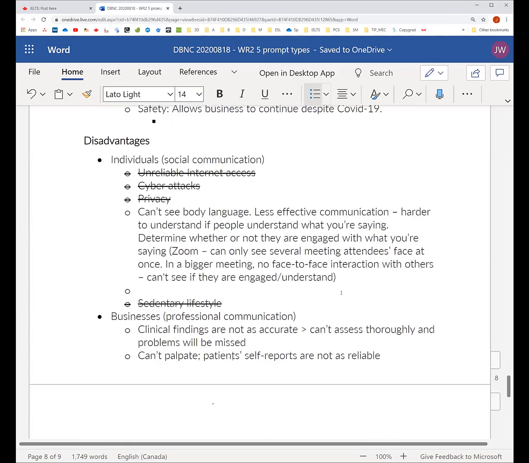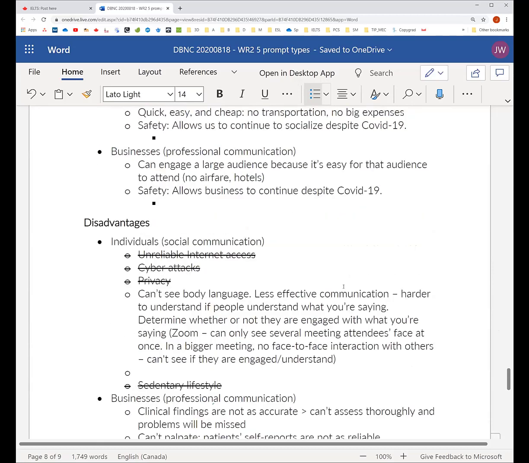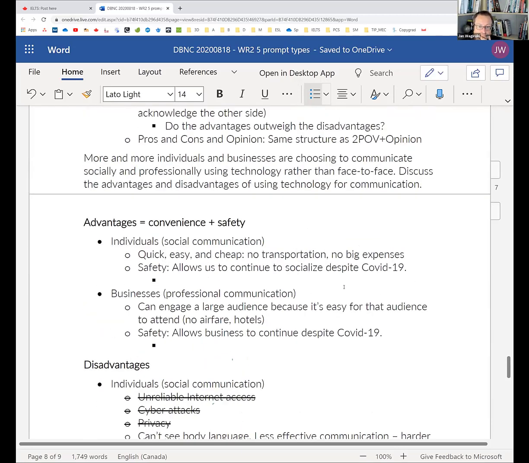Jan, I've got a question. In individual social communication, the disadvantages could be, for example, not having a space to work from home? So it's not really convenient, because not everyone has a space at home to work. That's true. Because we're talking about convenience and safety. We already gave a lot on safety, but I think we're missing the convenience and disadvantages in individual social communication.